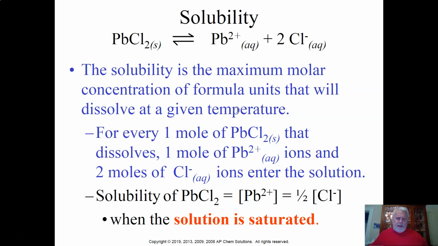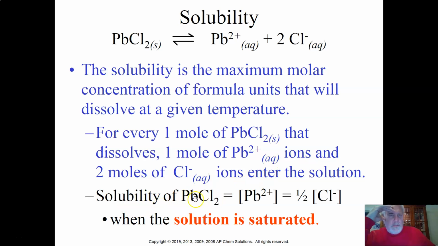All right, so here we have a system of the lead chloride going into its ions. Now, to figure out when the solubility is the maximum molar concentration for a given temperature, we look at it as a molar ratio between these things. We're going to need this when we're doing our problems. So for every 1 mole of this, you have 2 moles of that.